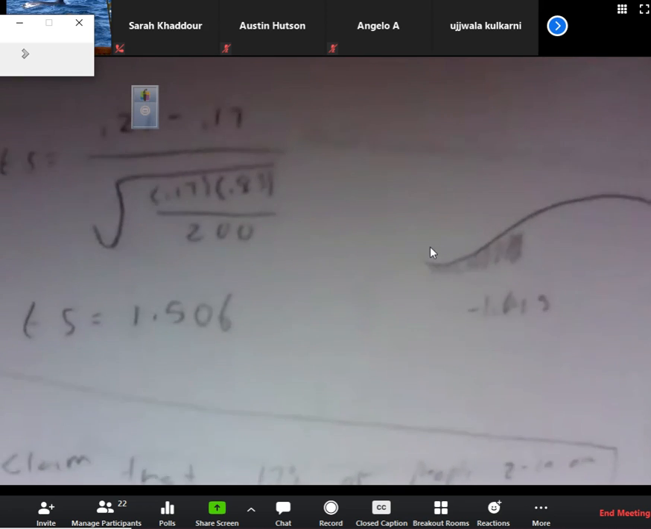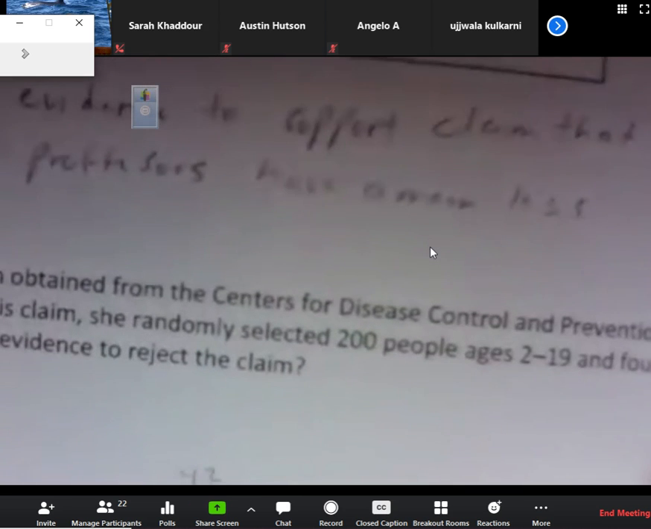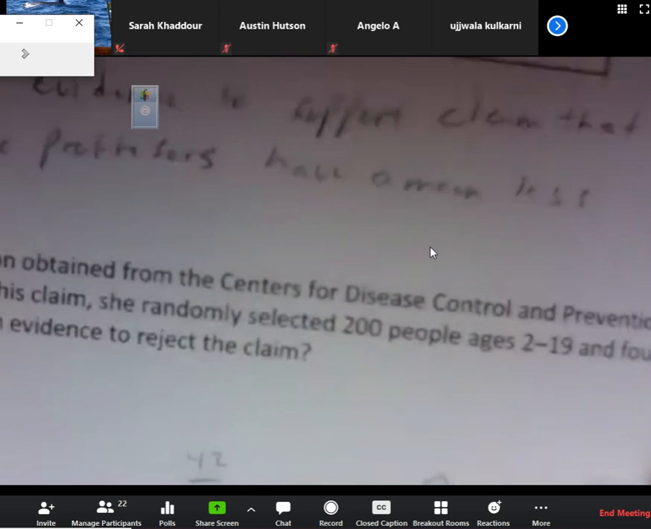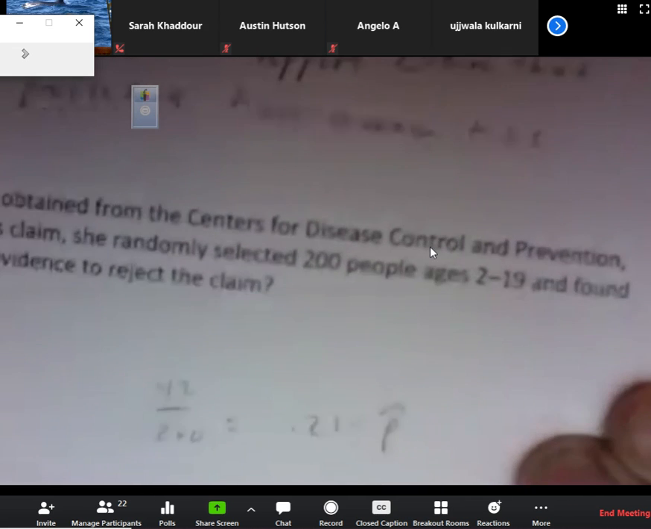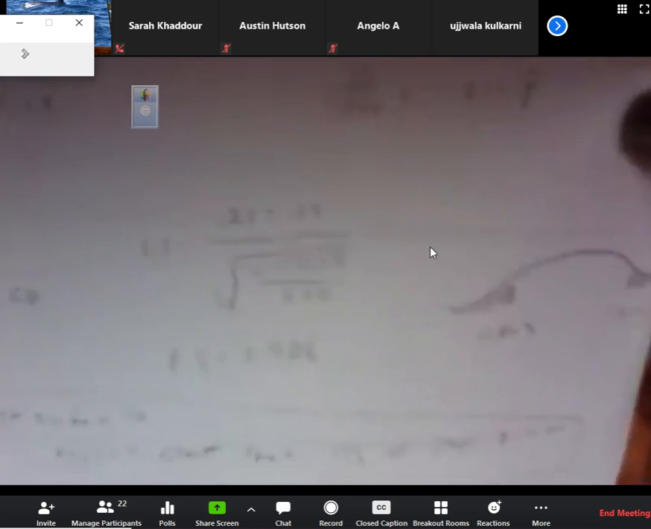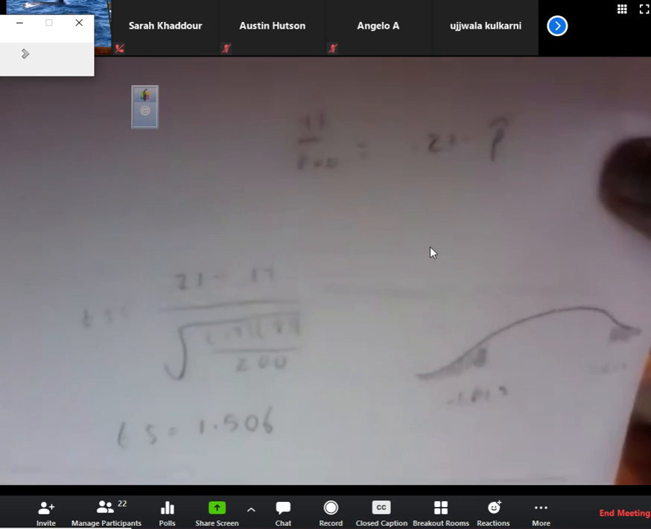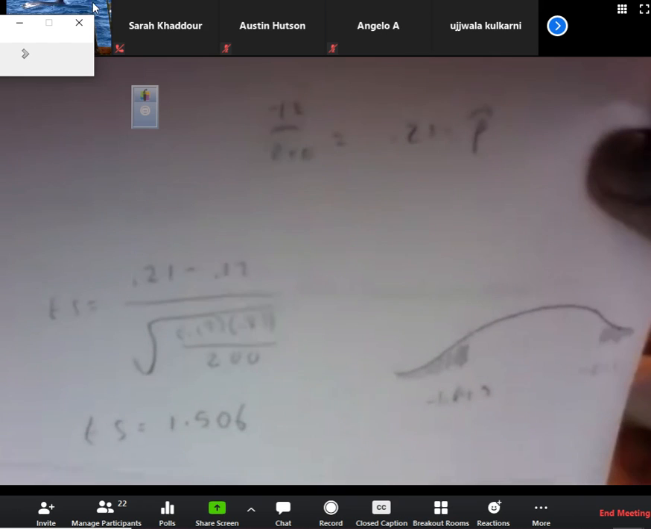And so if you look on your own papers, it says if claim is equal to H naught, then use reject claim. If claim is equal to H1, then support. So our claim was that the proportion of our sample was 0.17. So our claim was H naught.